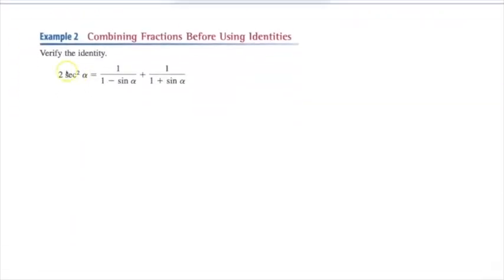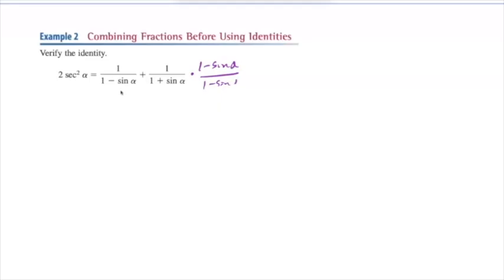Here's the next one. So here, we're trying to make this guy look like this guy. I'm going to work on the more complicated side by far. This one kind of has the opposite problem. I have 2 things here, I have 1 thing here. I'm going to want to combine these, which means I need a common denominator. This is 1 minus sine, this is 1 plus sine. This guy's missing the 1 minus sine. Multiply both top and bottom by 1 minus sine alpha.